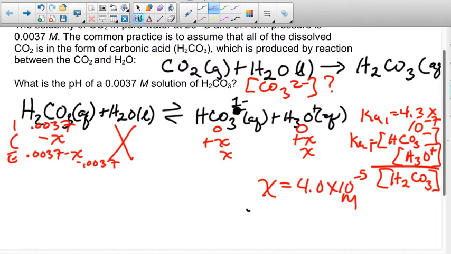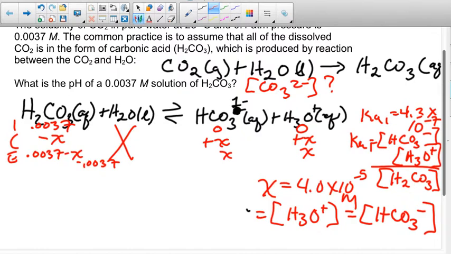No. X is the concentration of hydronium ion. Yay. X is the concentration of the hydronium ion. Is it the concentration of anything else? Yeah, go ahead, Becky. And also the hydrogen carbonate ion. Good, the hydrogen carbonate ion. It is the concentration of both of those, correct? Questions? We good?